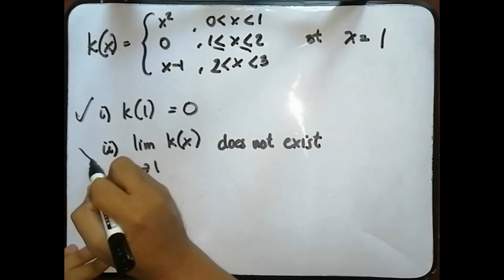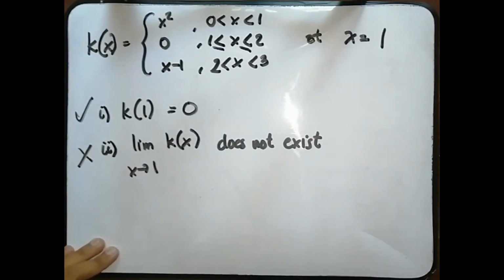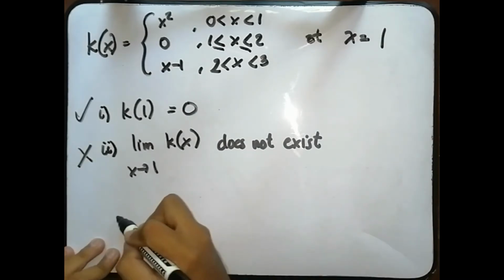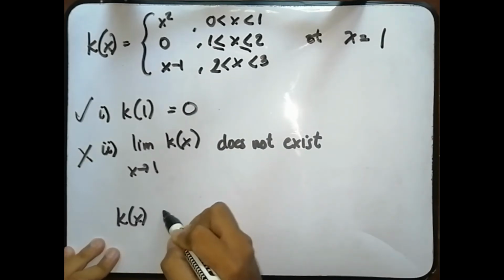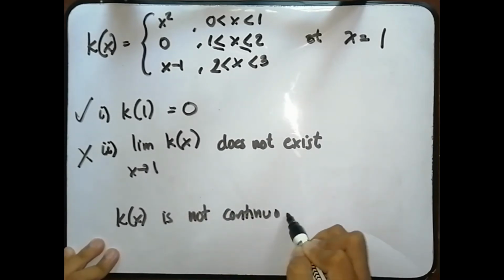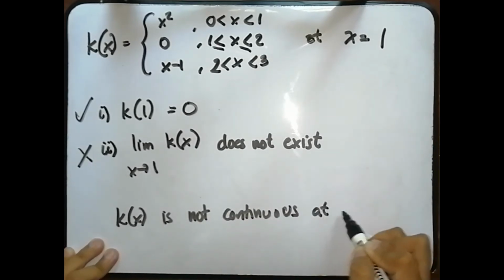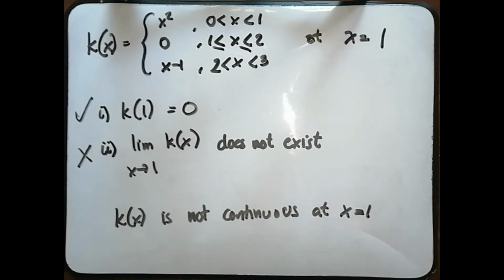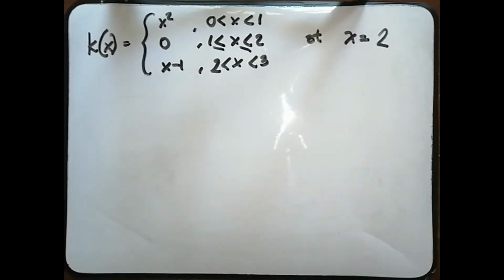So fail tayo doon sa criterion number 2. Therefore, k of x is not continuous at x equals 1. How about if x equals 2? Yung k of x ba natin ay continuous?